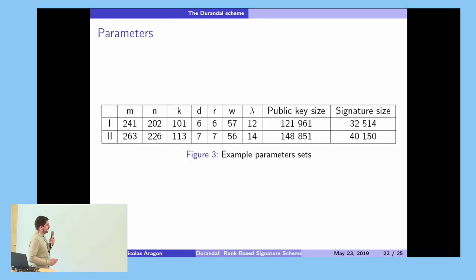All right, so what does it give in terms of parameters? We gave two sets of parameters in the paper. As you can see, we have public key sizes of order 20 kilobytes and signature sizes of respectively 4 and 5 kilobytes. So the scheme is really efficient. These are reasonable signature sizes in particular.